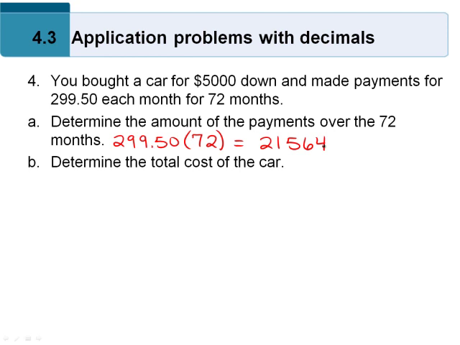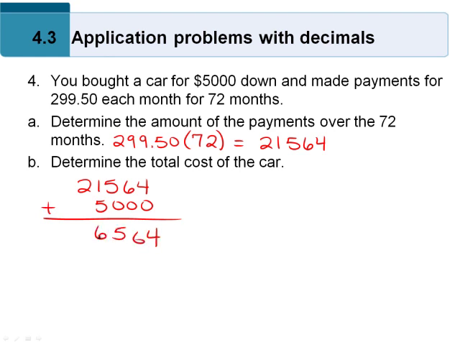Now, part B says determine the total cost of the car. So you have to take your payments that you made over those 72 months, but also you have to remember that you put $5,000 down when you first got the car. So you're going to add $21,564 and the $5,000 that you put down as a down payment. So you got 4, 6, 5, 6, and 2. So the total cost of the car was $26,564.